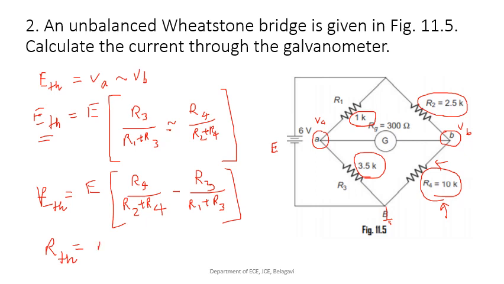So the formula will be something like this: R1 parallel R3. This is one combination, plus R2, sorry, R2 parallel R4. R1 parallel R3 plus R2 parallel R4. That will give you the resistance. So you'll see that.